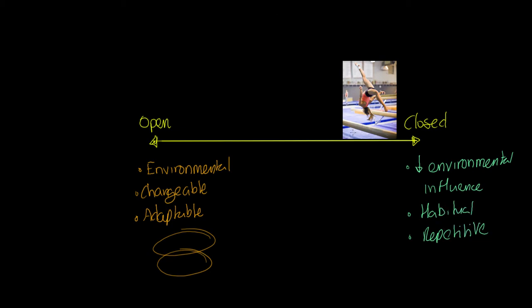Why? That beam is not going to move. It's not going to change its surface. It's not going to change its width. She's not going to have wind that's going to blow across her. Nobody's trying to push her off. She's got no defender trying to stop her. This is a habitual, repetitive skill. Fine. Let's go back up.